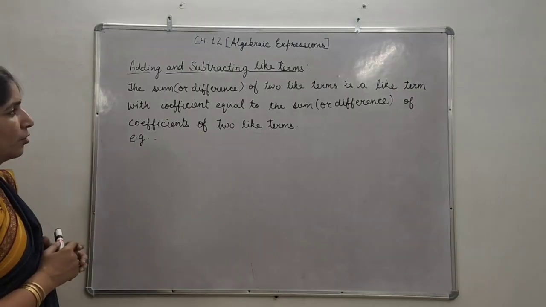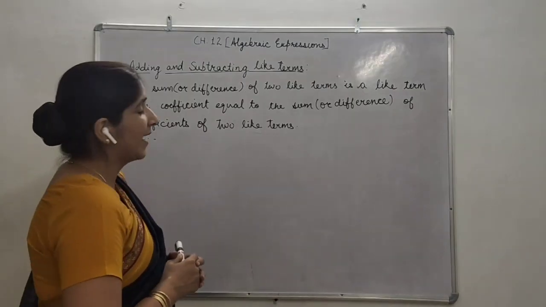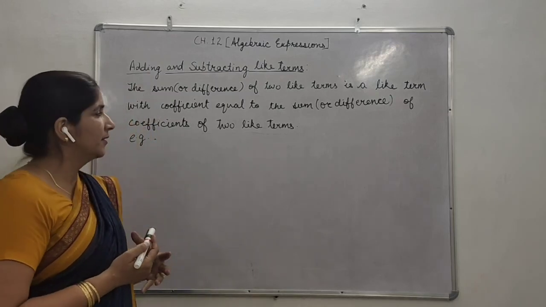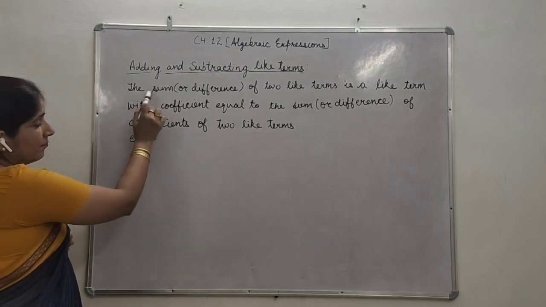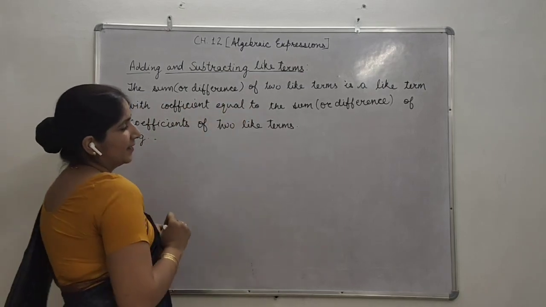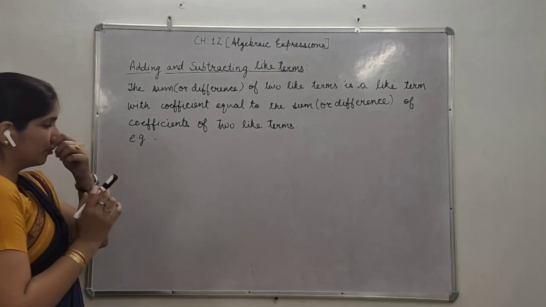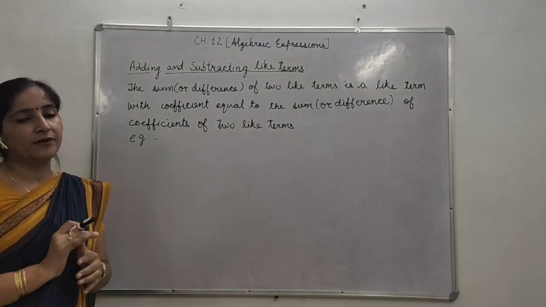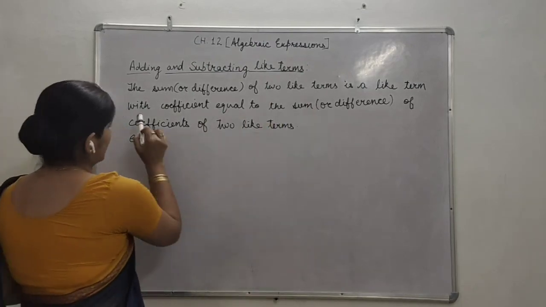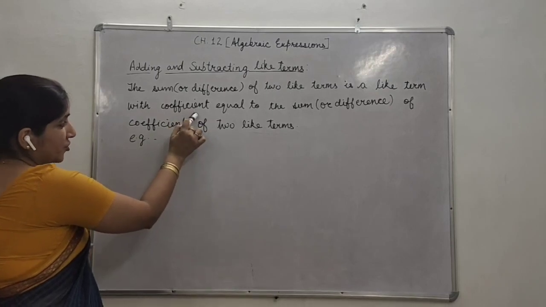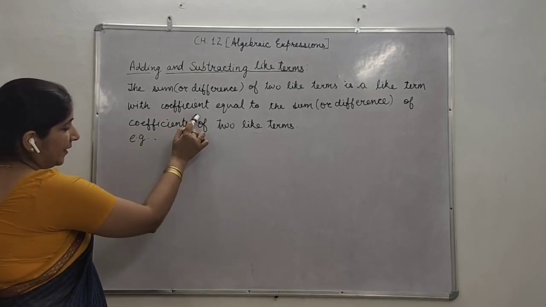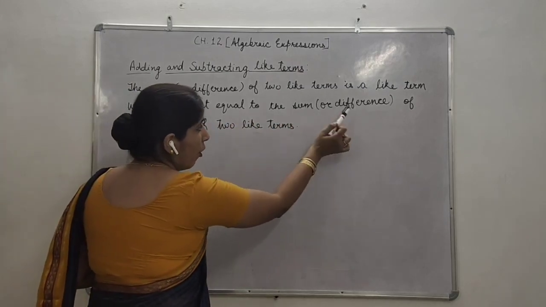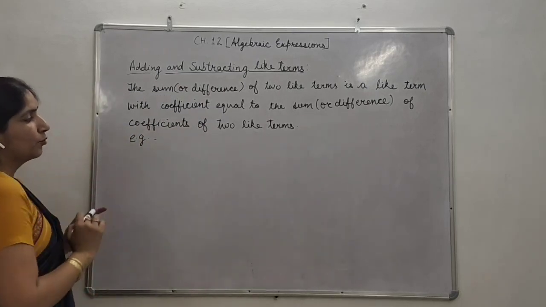A new topic we're going to start, and that is adding and subtracting like terms. How can we add and subtract the like terms? The sum or difference of two like terms is a like term. Means if you subtract or if you add the like terms, the result will also be a like term with a coefficient. Now the coefficient will change after adding or subtracting the two like terms. This coefficient will be equal to the sum or difference of coefficients of the two like terms.